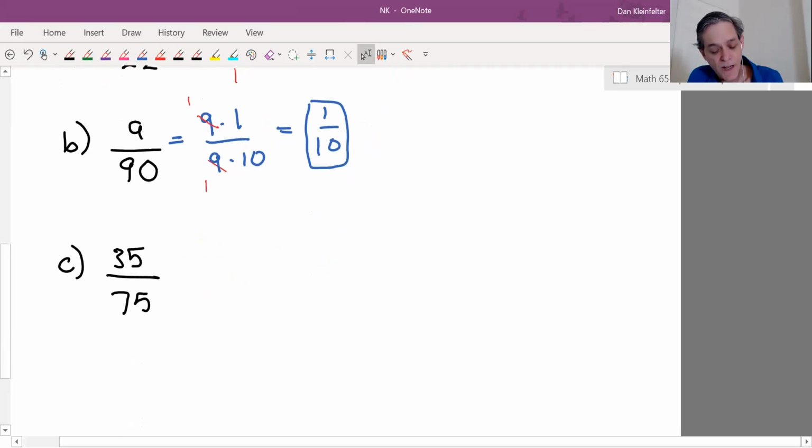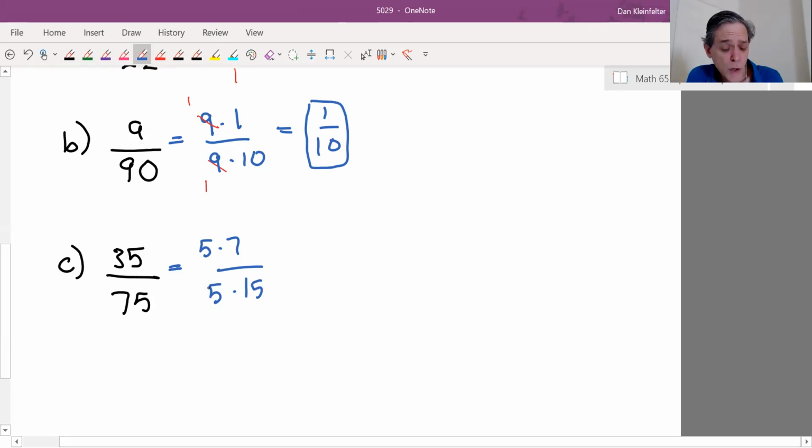Nice and simplified. For 35 and 75, if you wish, you can find the prime factorization for both. Here, I don't really feel the need, so let's not. Divisibility test, though. 35 and 75 both end in a 5, so that tells me they're both divisible by 5. So let me factor the 5 out. 35 is 5 times 7, and 75 is 5 times 15.